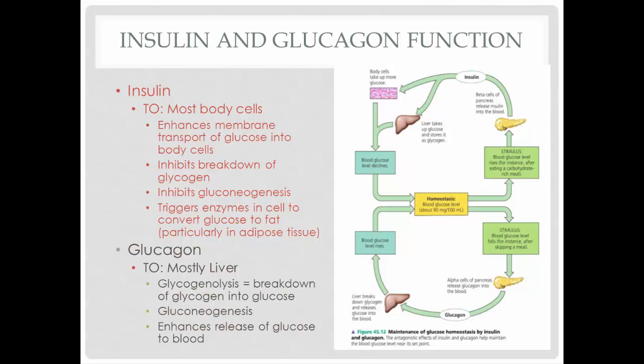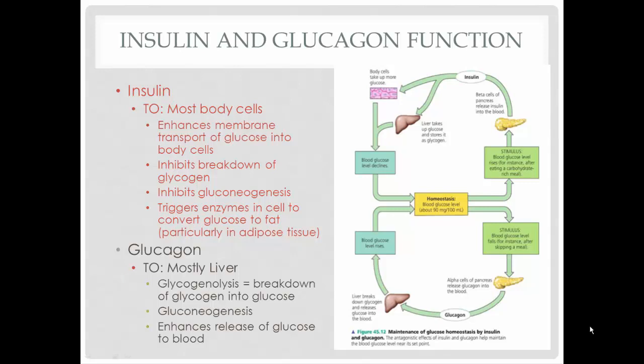If you don't break down glycogen, that means you're not going to have glucose made and put into the blood. It inhibits gluconeogenesis, remember that conversion of proteins and fats into glucose. And it triggers enzymes in cells to convert the glucose to fat. This is particularly important in adipose tissue and tied with those carbohydrate-rich meals.